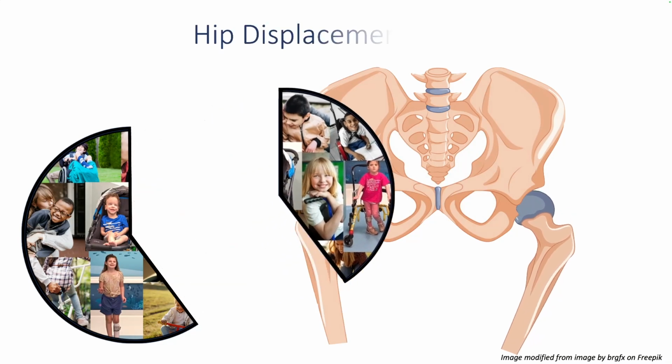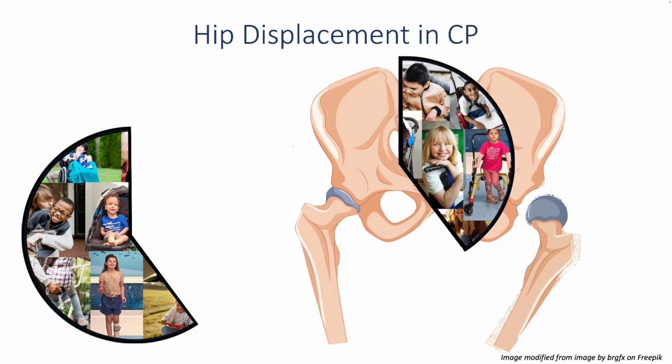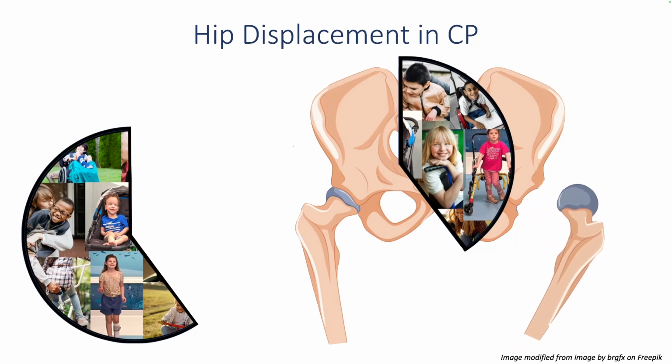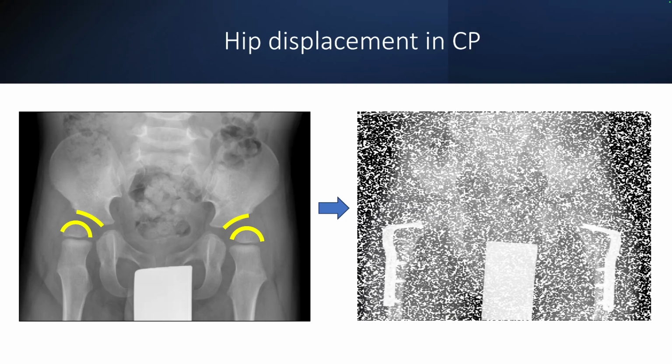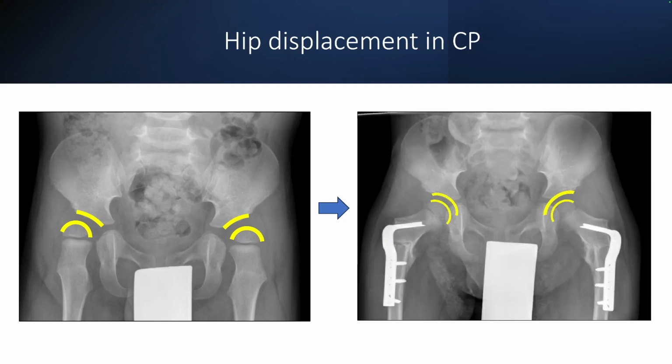Of all children with CP, more than one-third will develop significant hip displacement as they grow. With early detection of hip displacement, treatment can be initiated to keep the hips in joint, helping to preserve function, prevent pain, and potentially prevent secondary spinal deformity.